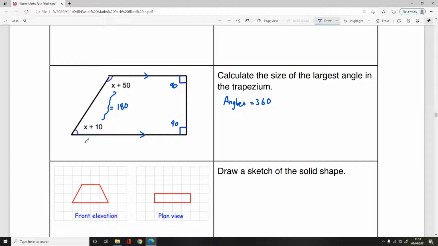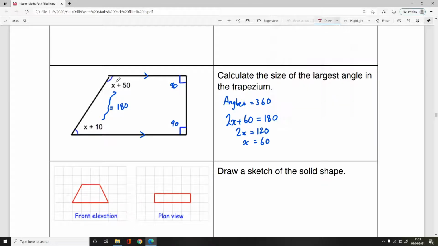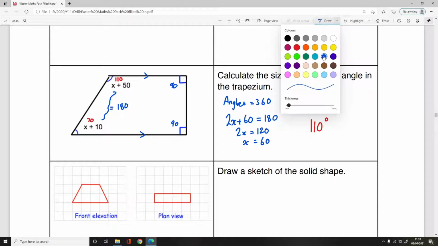So we'll set up these two, which are 2x plus 60, equal to the 180 that we know they equal, and then we'll solve this. Once you've got the equation written down, it ain't too bad. X is 60. So what's the size of the largest angle? Well, you need to substitute that back in. If x is 60, then this is 110 at the top, and this is 70 at the bottom. Check they add up to 180, which they do. The largest angle is the 110 degrees. Cool. Okie doke.